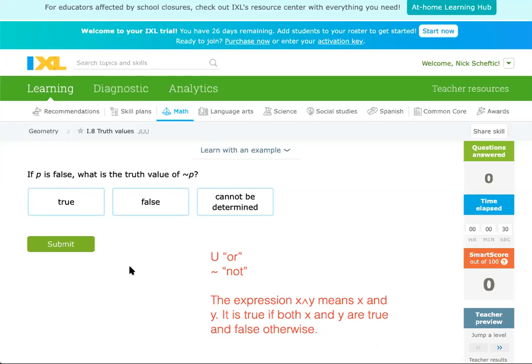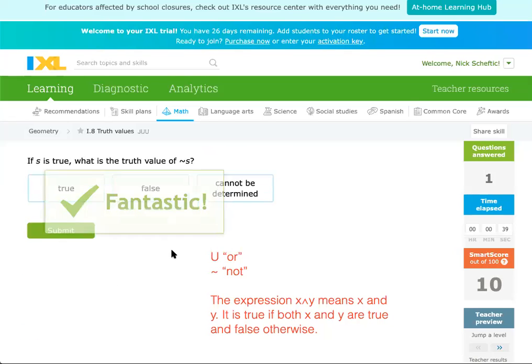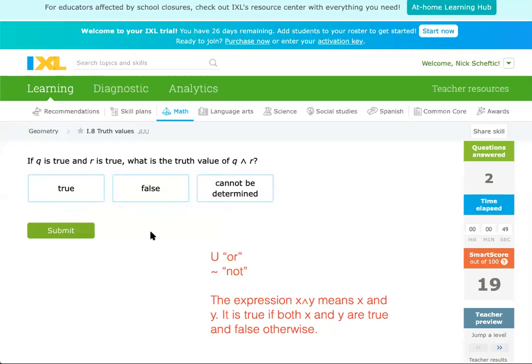Okay, so let's look at this first one. If p is false, what is the truth value of not p? Well, if it's not false, then it's going to be true. If s is true, what is the value of not s? Well, false. If q is true and r is true, what is the value of q and r? Well, they're both true, so it's going to be true. If s is true, what is the value of s and s? They're going to be true.